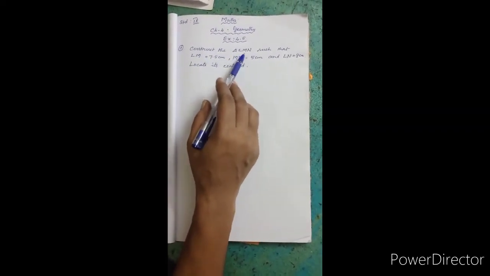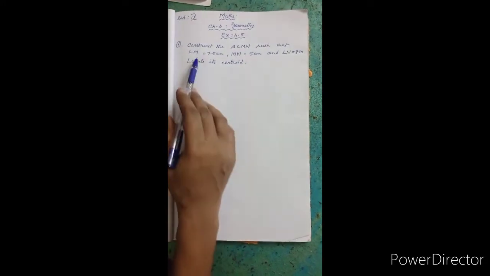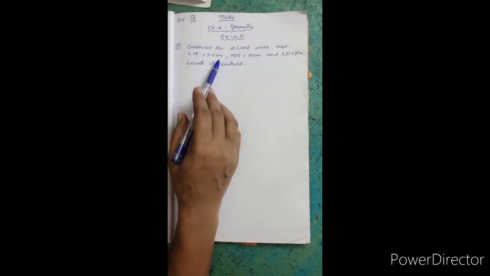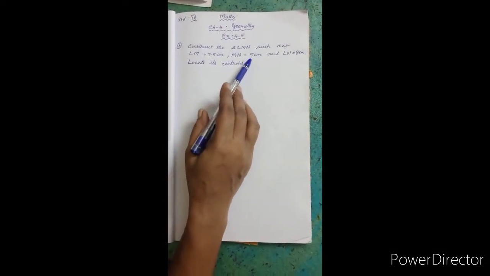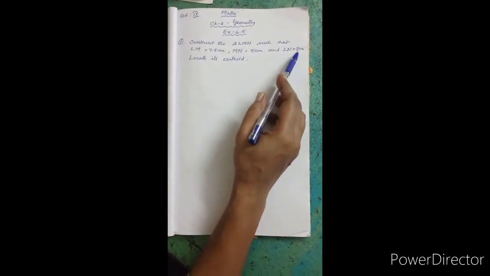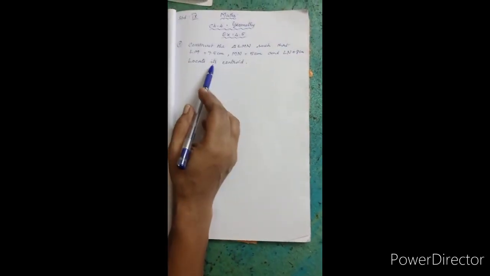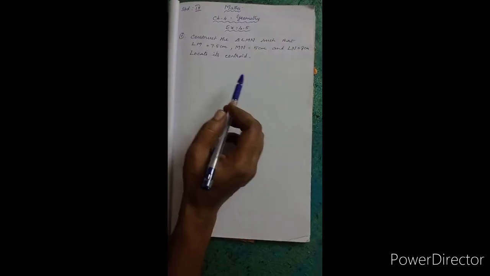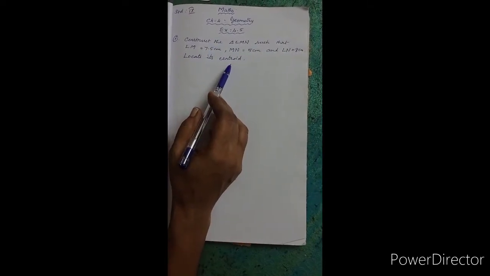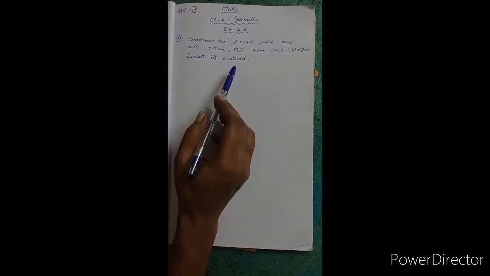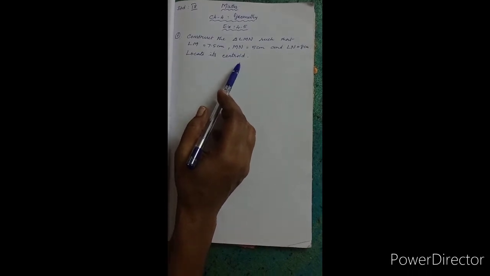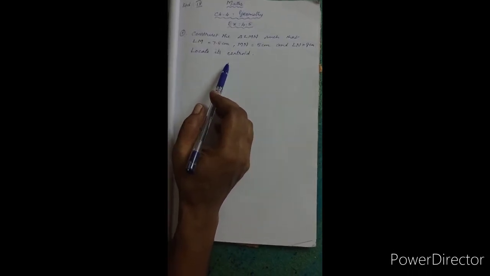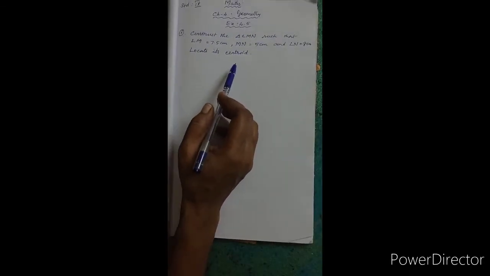Construct the triangle LMN such that LM equal to 7.5 cm, MN equal to 5 cm and LN equal to 8 cm. Locate its centroid. What is centroid? Centroid is a point. The definition for centroid is the point of concurrency of medians of triangle is called centroid.